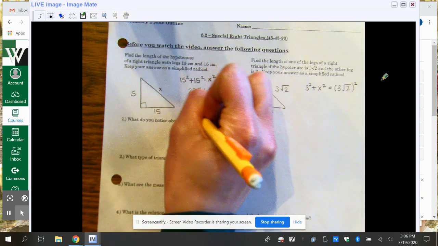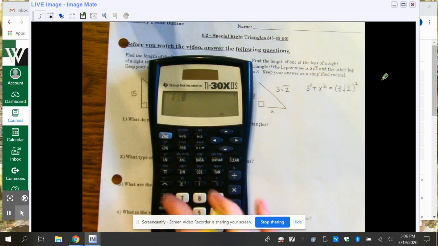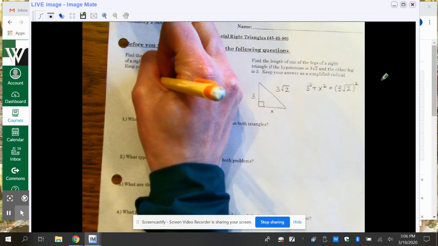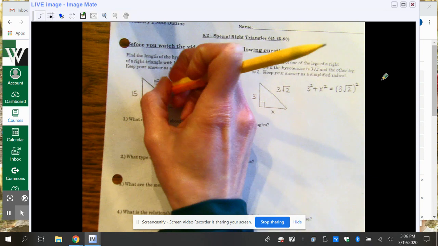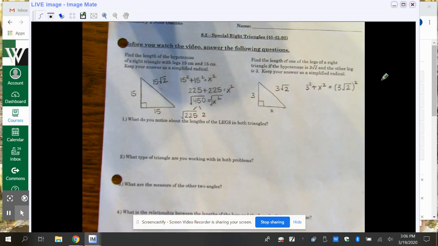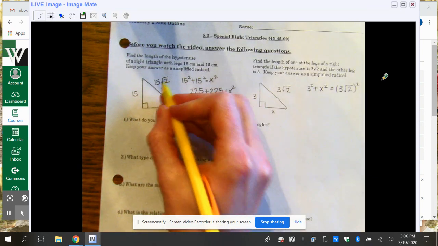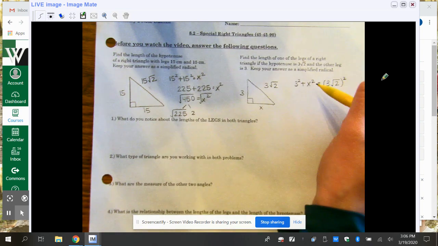Well, the square root of 225 is 15. I'm going to write this answer up here. And then I've got that radical 2 that's left underneath the radical. So that would be the missing side. Okay, so now let's go through this one.